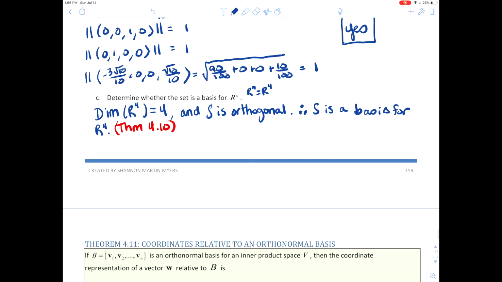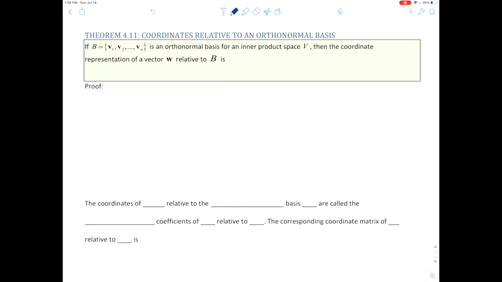All right? Okay, so moving on to the next one. Theorem 4.11, coordinates relative to an orthonormal basis. If B equals this set of vectors, v1, v2, all the way down to vn, is an orthonormal basis for an inner product space V, then the coordinate representation of a vector W relative to B is, so we'll have W equals the inner product of W with V1 plus the inner product of W with V2 plus dot dot dot plus the inner product of W with Vn. So it's actually pretty cool because here this is like your C1, C2, and then all the way down to your Cn, like we were looking at.